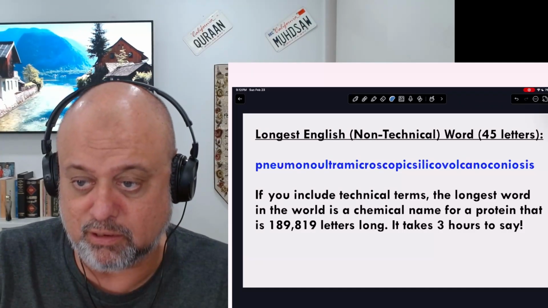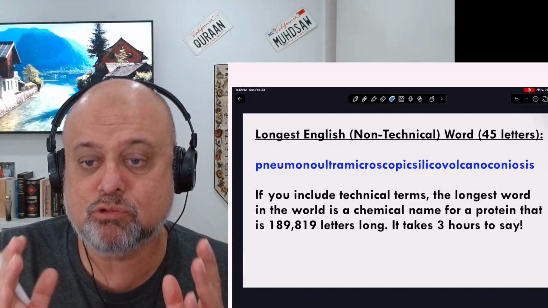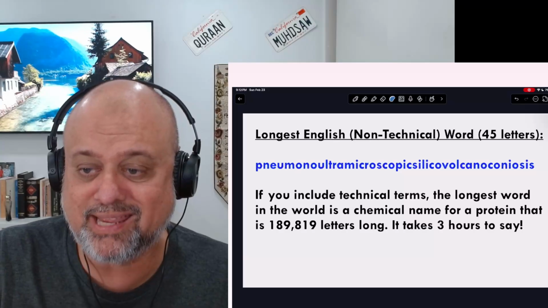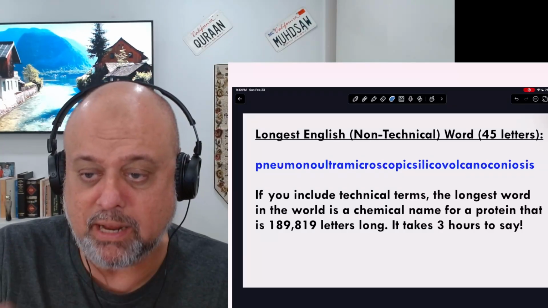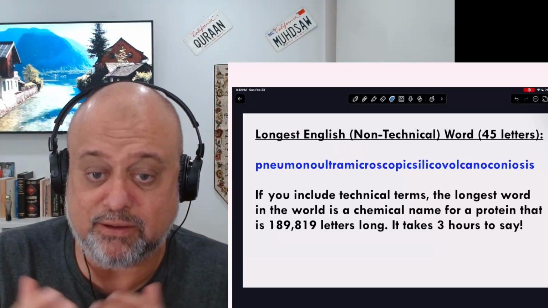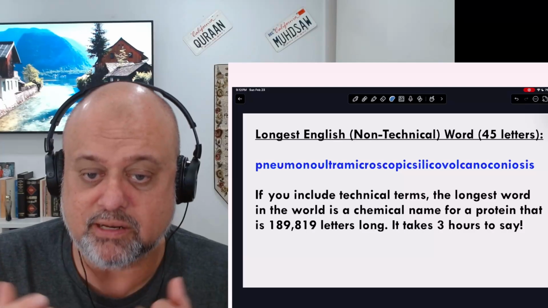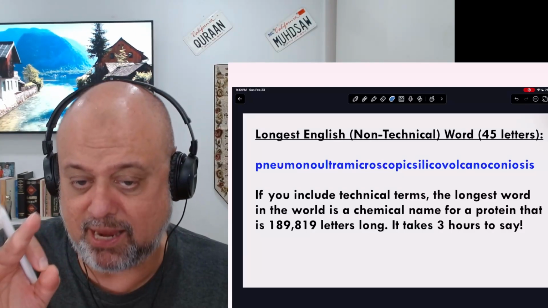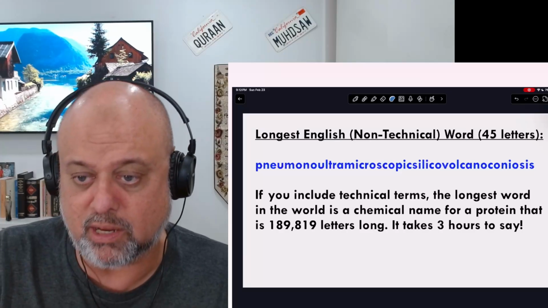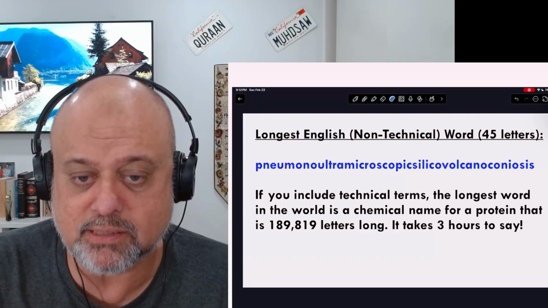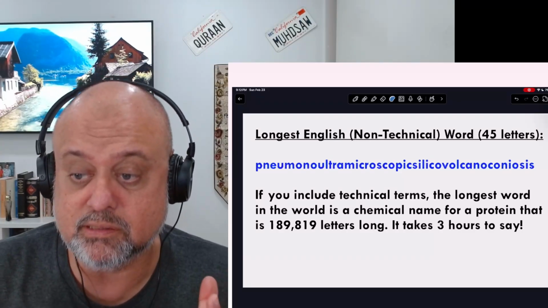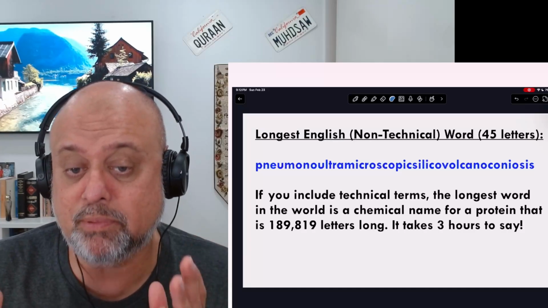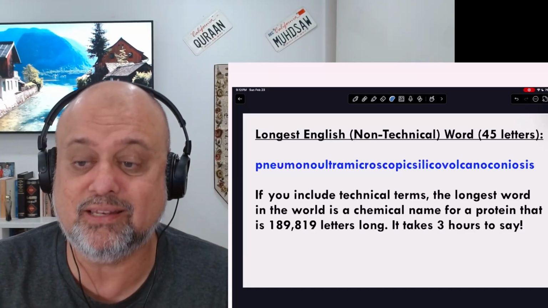Like this 45 letter word here, it's referring to a lung disease. You can't make a sentence out of it. If I mention this, that's not a sentence in English. It's a reference to something. But in Arabic, when I say what I'm going to say in the next couple of slides, those are complete sentences. And it's just because Arabic and English are structurally different.